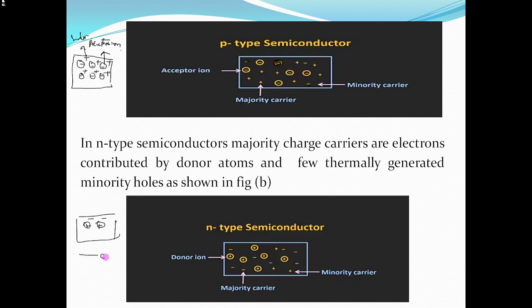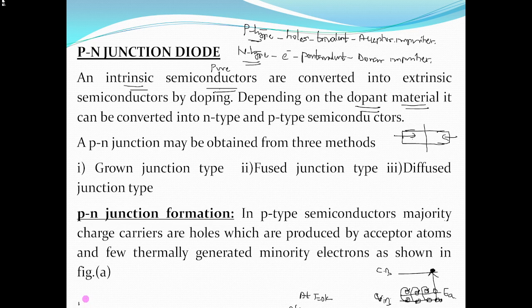See here, this is the conduction band and this is the valency band. Where does the donor level lie? The donor level lies below the conduction band. See here, at T equal to 0 Kelvin.